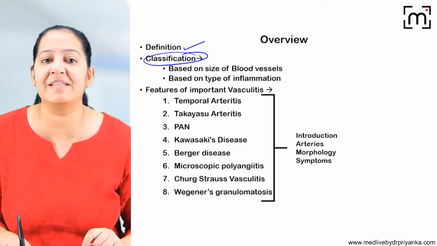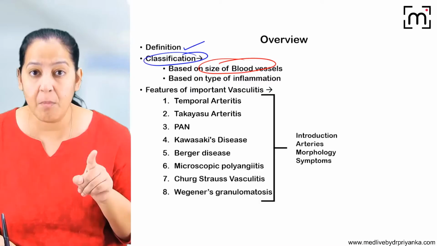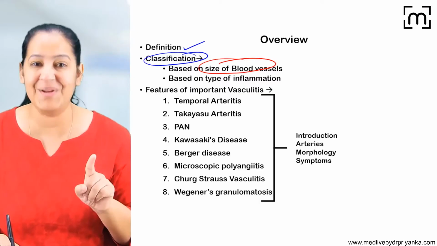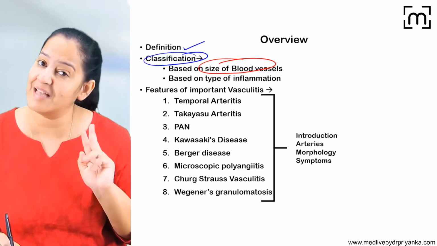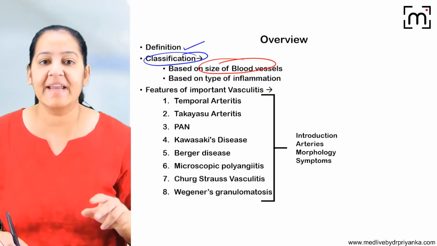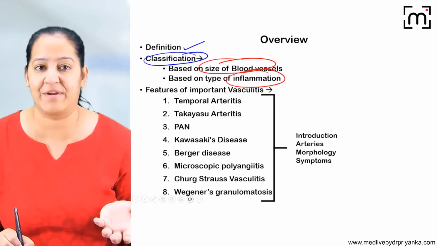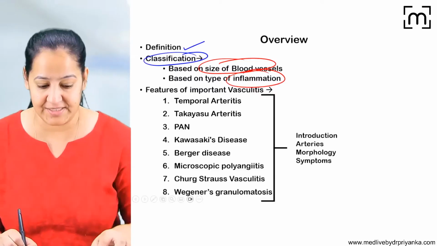The first classification is based on the size of the blood vessel. So the blood vessel is small, medium or large. So small vessel vasculitis, medium vessel vasculitis or large vessel vasculitis. That is based on the size of the blood vessel. And the second classification is based on the type of inflammation, whether the inflammation is granulomatous or necrotizing. So based on that, the second classification is that.